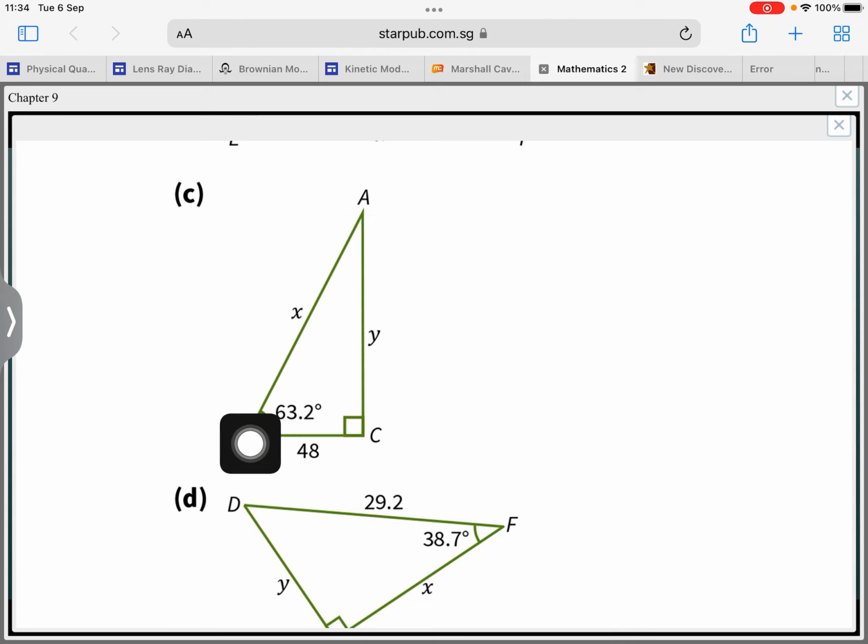X is my hypotenuse. So which is the trigo ratio that links adjacent and hypotenuse? You have CAH, so adjacent and hypotenuse, you use cosine. So cosine 63.2 will be adjacent over hypotenuse, so cosine 63.2 will be equal to 48 over X.